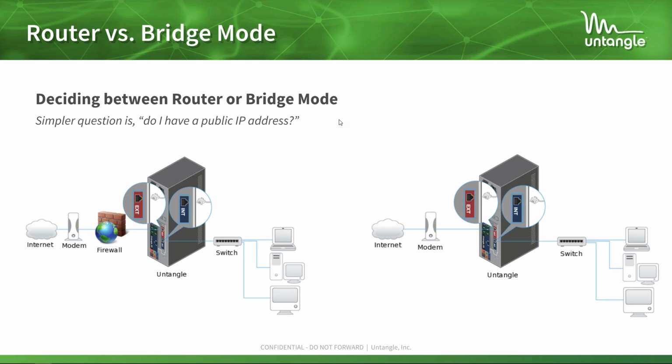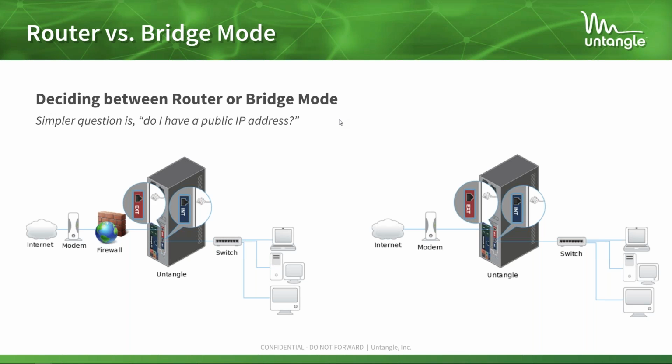If you have a public IP address being fed directly from your ISP to whatever the next gateway device is, in this case the Untangle, you really need to put us in router mode, because that's the only way that you can protect that network behind the Untangle and prevent it from having full exposure to the internet.